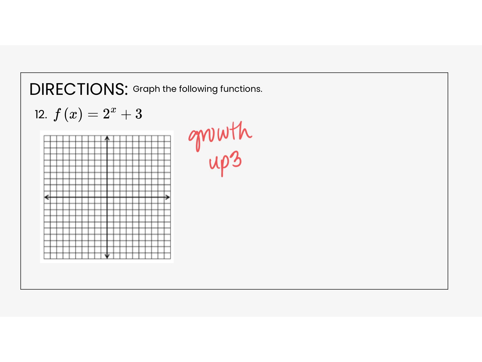So in my initial graph, I would start at 0, 1, but now I'm moving that up 3. So instead of 0, 1, it's going to be at 0, 4. And my asymptote, instead of being at y equals 0, it's going to be at y equals 3, because everything is shifting up 3. Okay, and then for growth, I'm just going to sketch this, that it's increasing exponentially. And again, this is just a sketch. So as long as you have the correct y-intercept and your asymptote is in the right place and you're showing me a growth graph, that's going to be good enough for us.